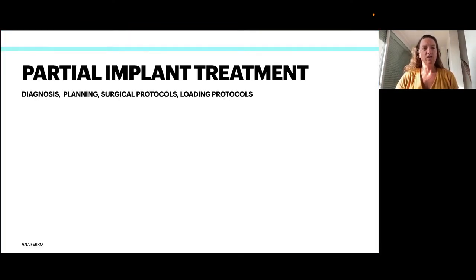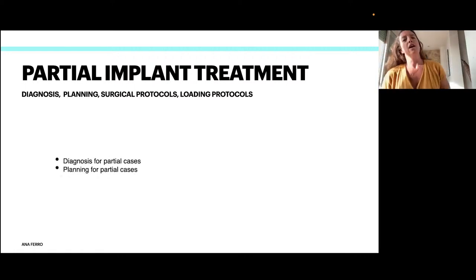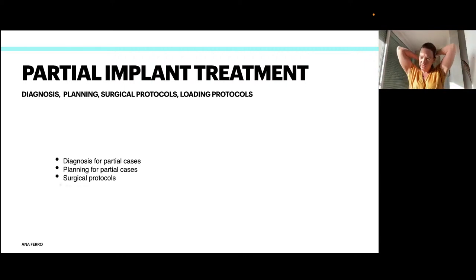So today, as I told you, we are going to talk a little bit about the diagnosis for partial cases, how the planning is for these partial cases, how the surgical protocols are for anterior and posterior areas, and especially starting to talk a little bit about the tilting of the implants. As you know, it is used for the All-on-4, but we also use it for the partial rehabilitations, as I'm going to further share with you in this lecture.